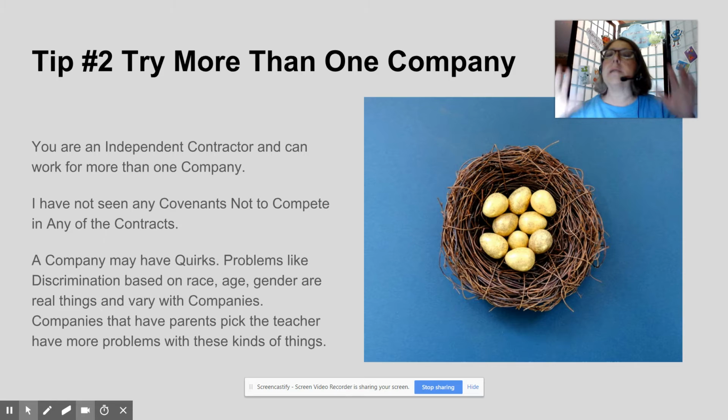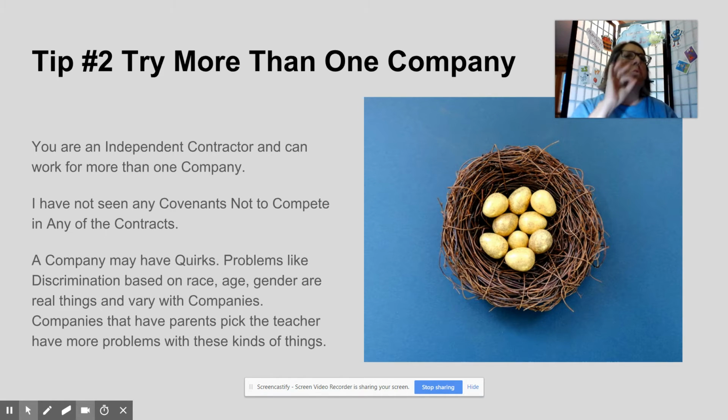The contracts that I have seen have not included covenants not to compete. These are clauses that would restrict you from working for other companies. Therefore, you can work for more than one company at a time. You will find that different companies have quirks.